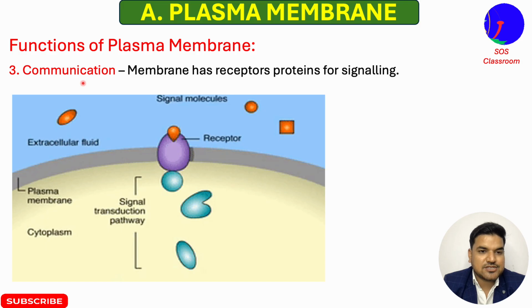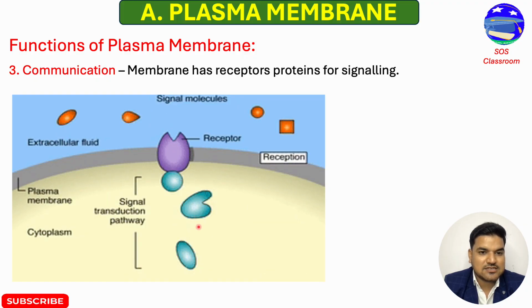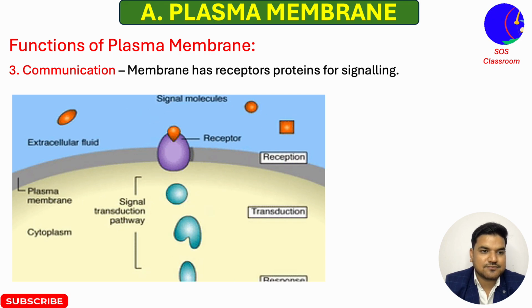The next function is communication. So the membrane has receptor proteins for signaling. You can see these are the receptors, where molecules attach and function inside the cells. So this is the communication function of the plasma membrane.